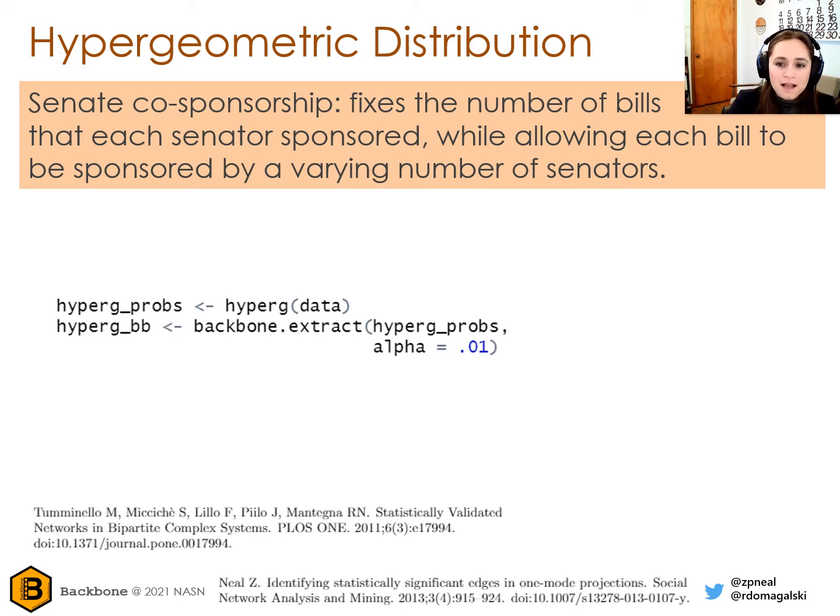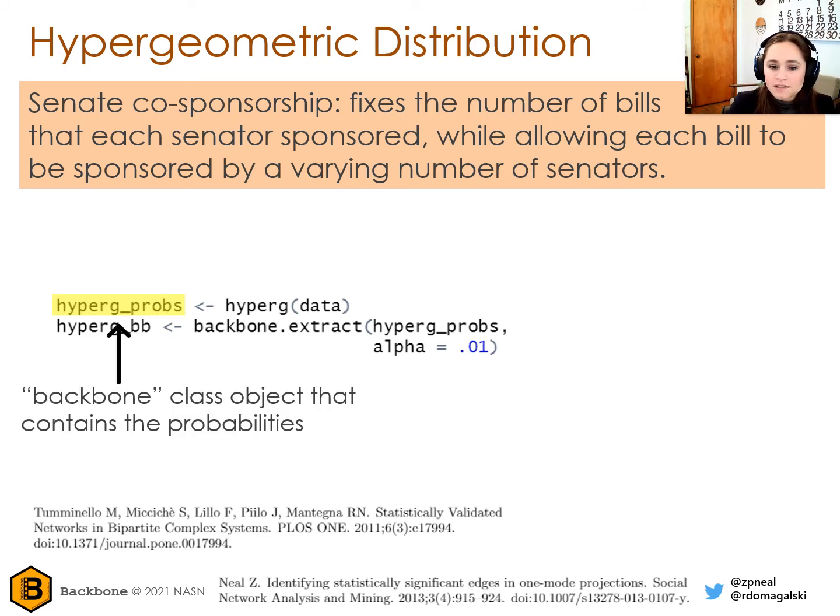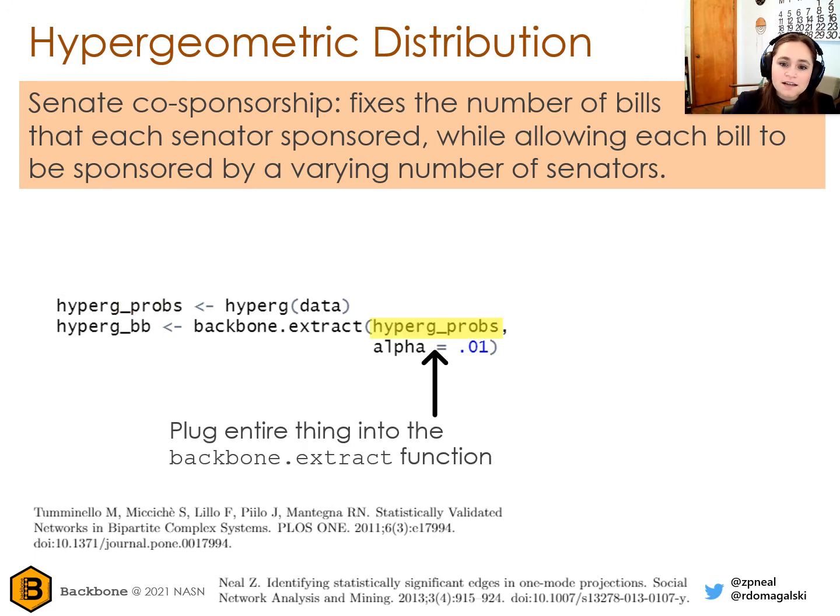If we want to apply the hypergeometric to our data in R, the first thing we're going to do is call the function hyperg, and we're going to get out this backbone object. Here it's called hyperg_probs. And this contains those probabilities in the matrices positive and negative. Then we're going to take that object and plug it into backbone.extract. Here we can set an alpha value. Here I've set it to 0.01, and this will extract our network.